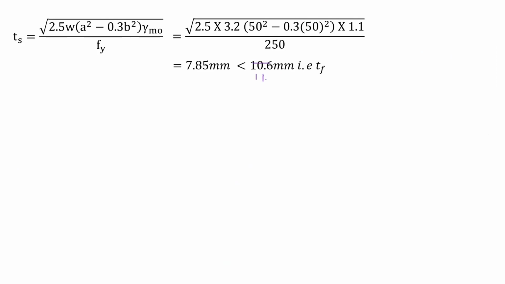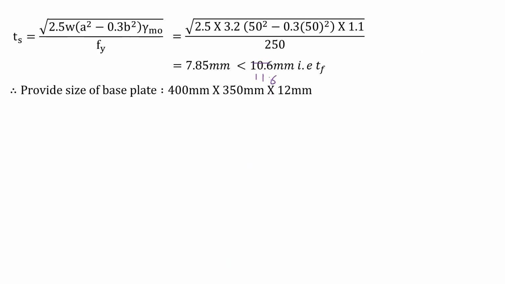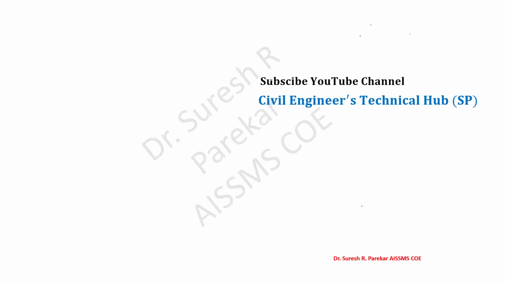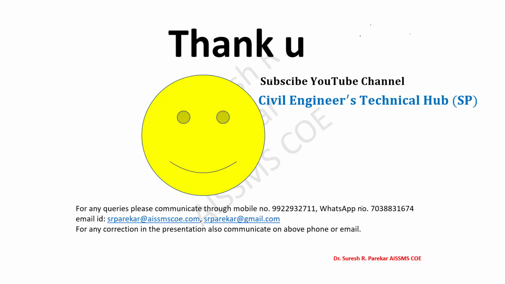So we will provide a value equal to 12 mm, and therefore our size of base plate is 400 by 350 by 12. So now we have again the eccentric connection that I will send afterwards. So now we will stop here only. So thank you.